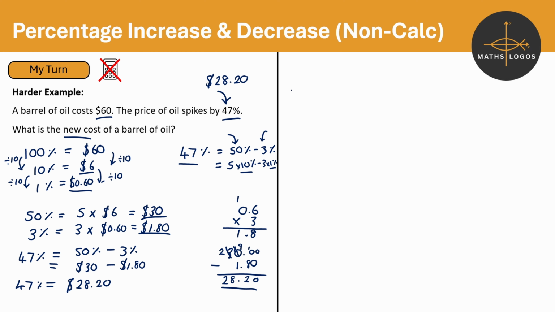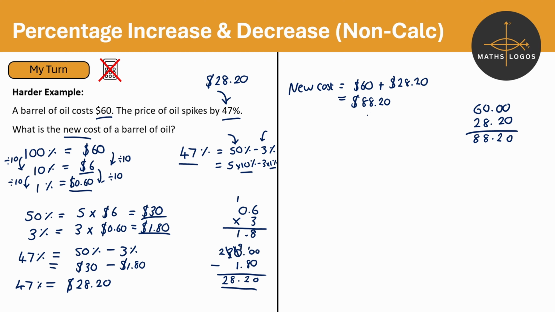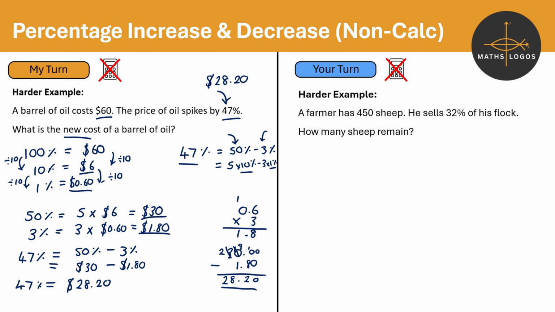So the new cost is equal to what the price was before, that's your $60, add on the $28.20. I'll do some column addition off to the side, so 60, put down my decimal points, then add on my 28.2. So 0 and 0 is 0, 0 and 2 is 2, 8 and 0 is 8, and 2 and 6 is 8. So the new cost is $88.20. Pause the video and give this question a go.